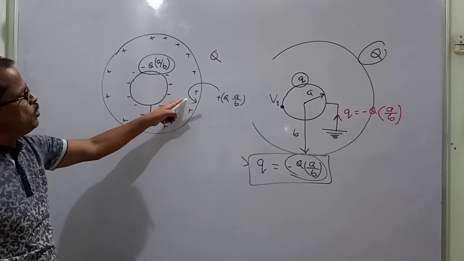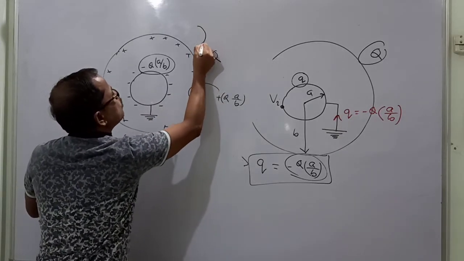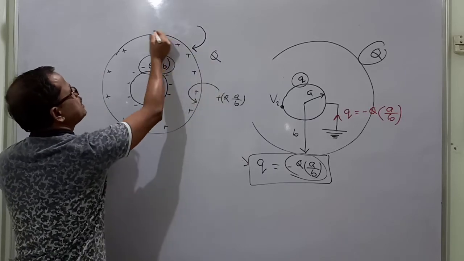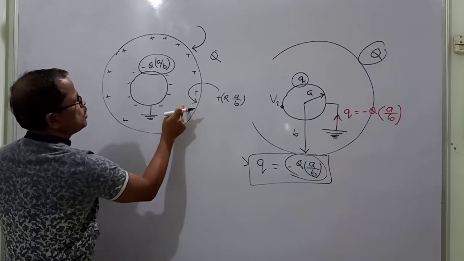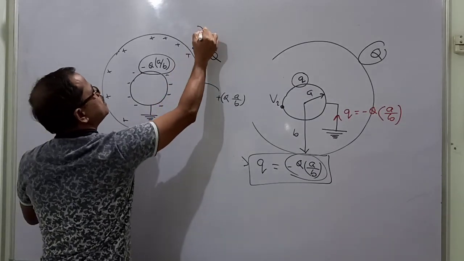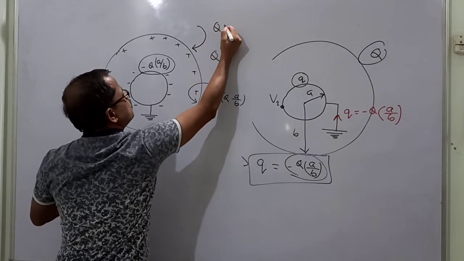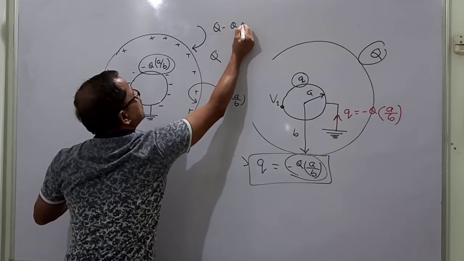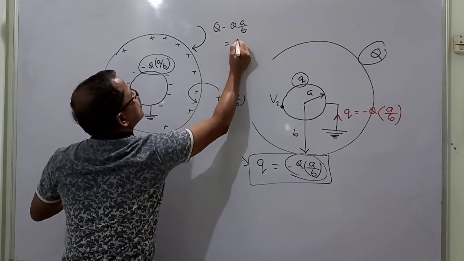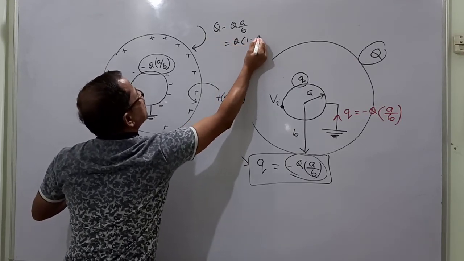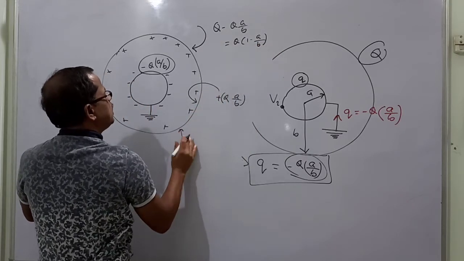If the charge appearing on the inner surface of the outer sphere is this much, then how much charge will be present on the outer surface of the outer sphere? Because the total charge on the outer sphere is Q. Out of Q, this much is on the inner surface. So the charge on the outer surface is equal to Q minus Q A by B, that is, Q into 1 minus A by B.